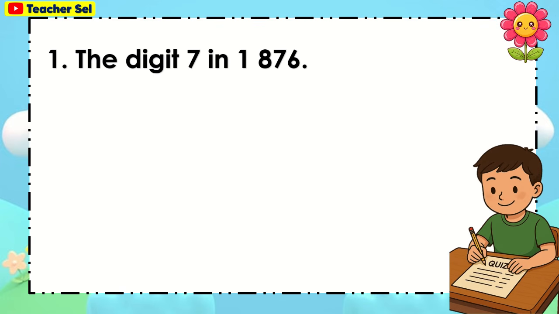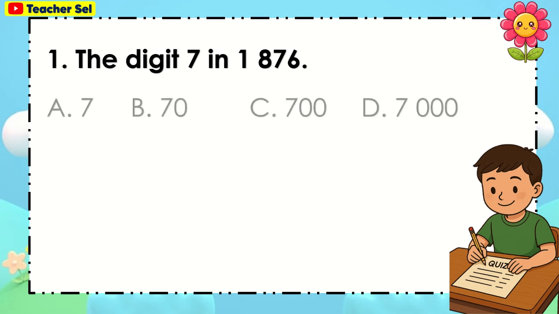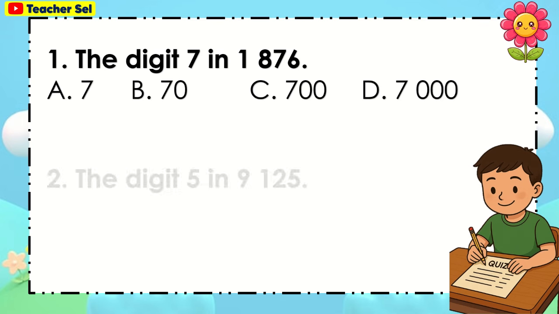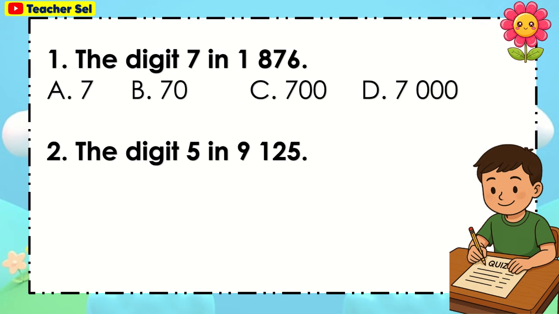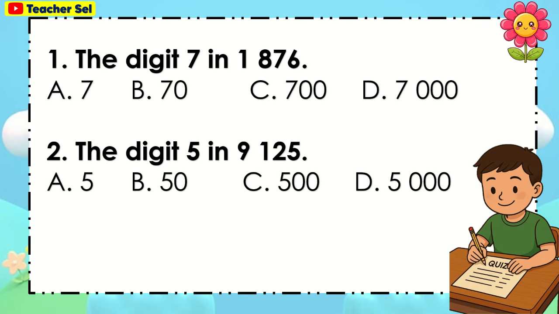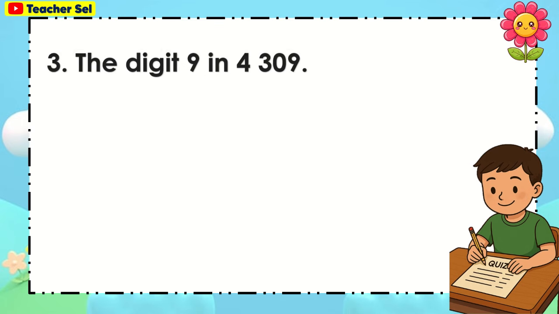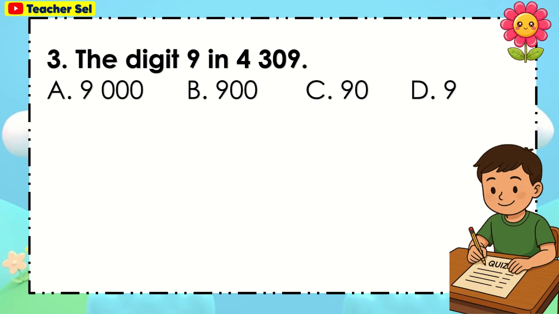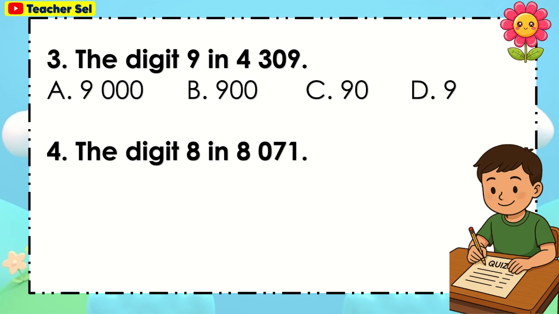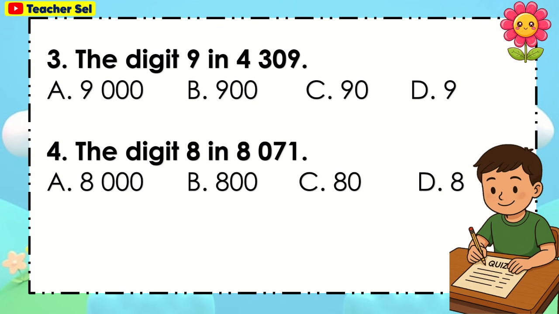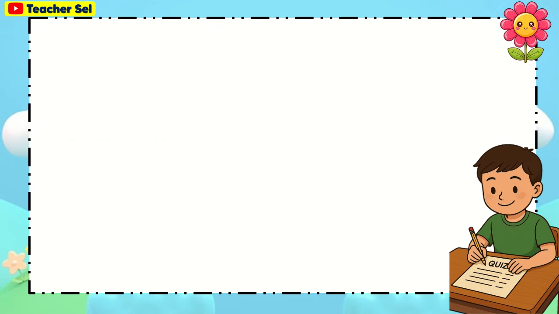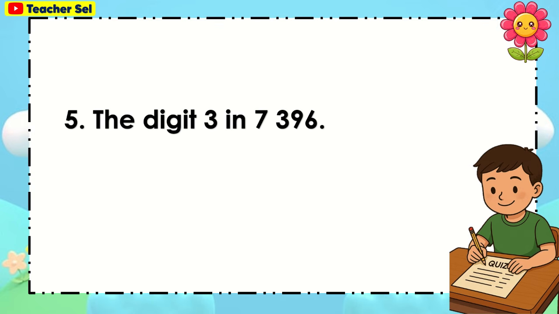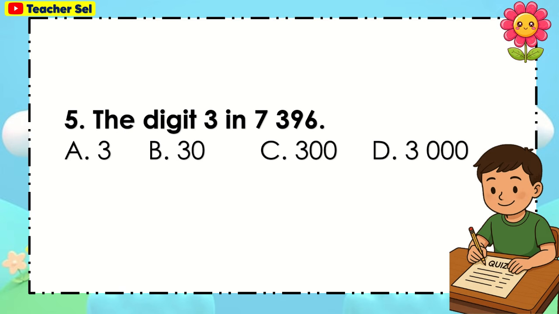The digit 7 in 1,876. The digit 5 in 9,125. Number 3, the digit 9 in 4,309. Number 4, the digit 8 in 8,071. Number 5, the digit 3 in 7,396.